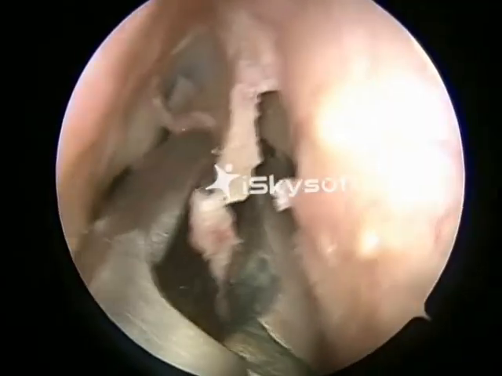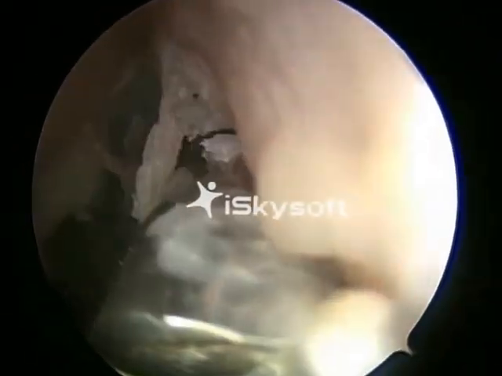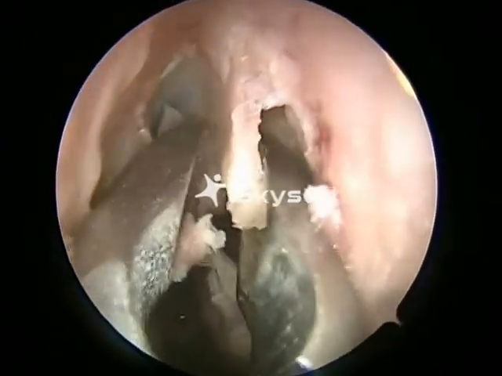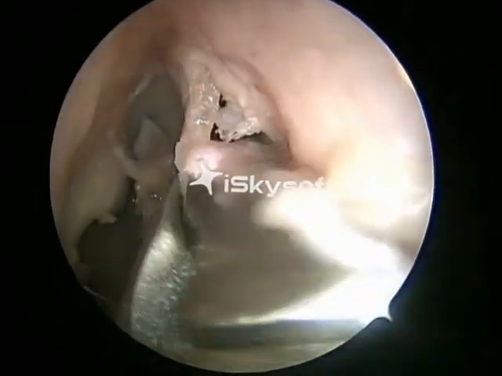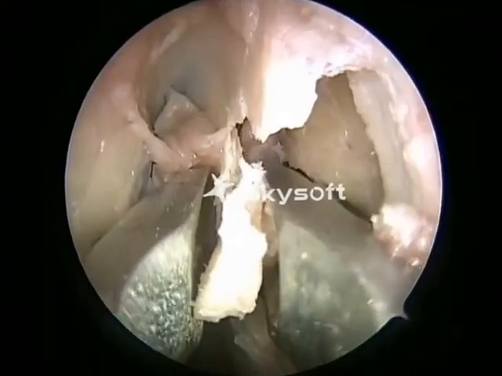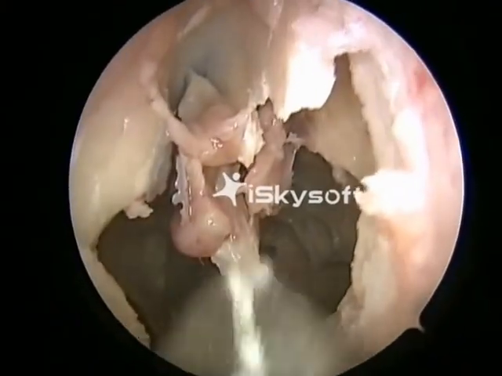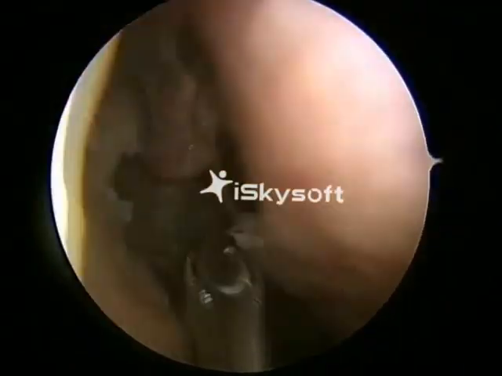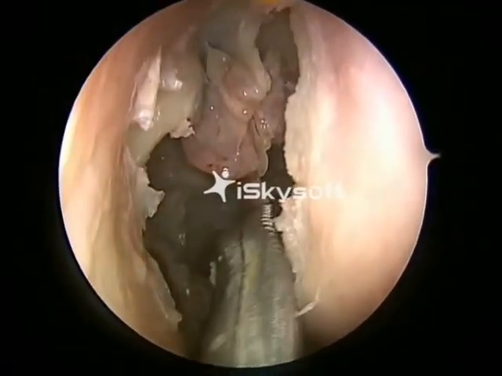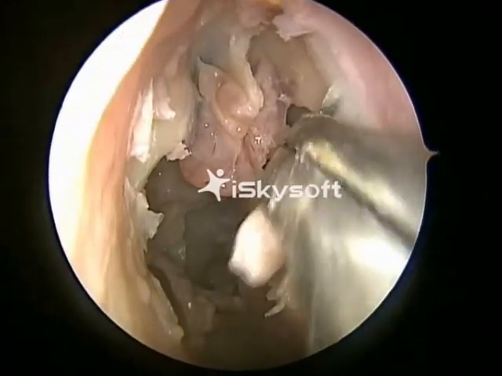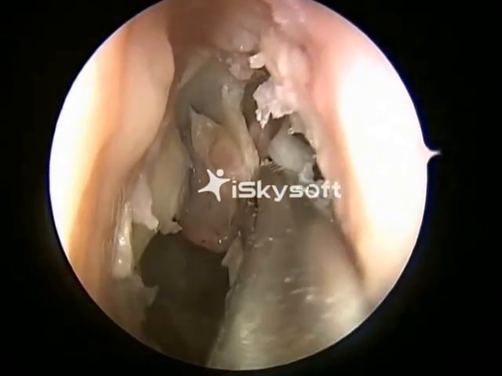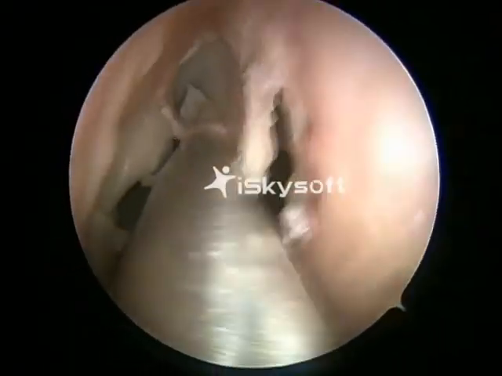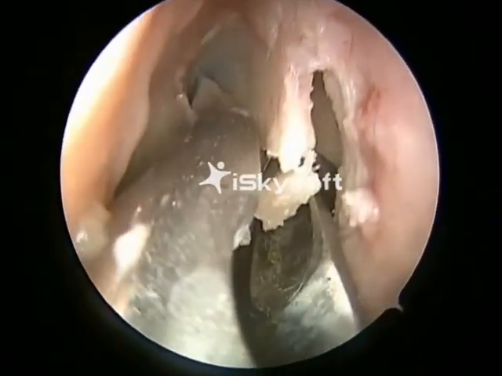The next step would be creating a septal window size of 2 by 3 centimeters using a septal punch forceps. Now we can see the septal window is being created. Adequate amount of septal mucosa as well as the cartilage should be removed so that the frontal sinus from one side can be visualized and operated from the other side.